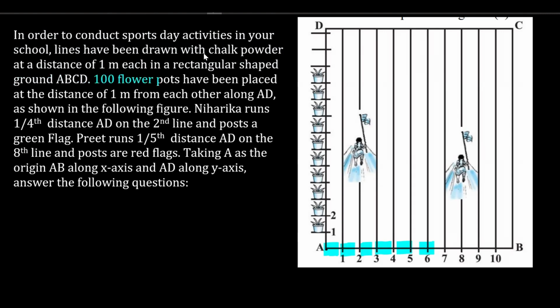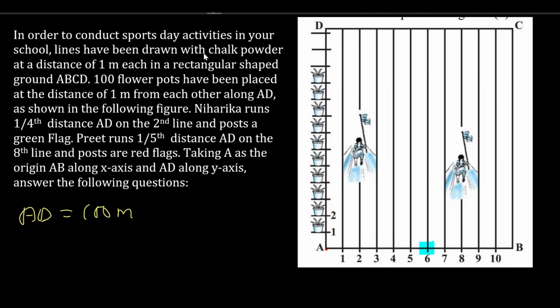Now, further it says 100 flower pots have been placed at a distance of 1 meter. So these flower pots are also placed at a distance of 1 meter, and there are 100 of them. That means the total distance of AD should give you how much? 100. So I should better write down, AD is 100 meter.